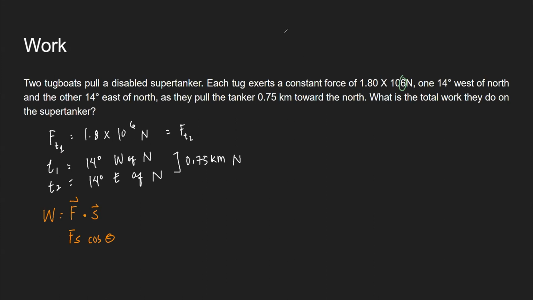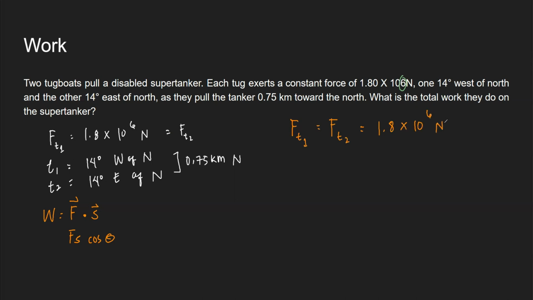All right, so let's hit it this way. Since we know by definition that our work is equal to vector F dot vector S, or displacement, that can be simplified to F s cosine phi or theta. In this case it can be phi because it's along your y-axis. So given that the magnitude of the force acting, F_T1 is equal to F_T2, is equal to 1.8 times 10 to the 6 newtons.